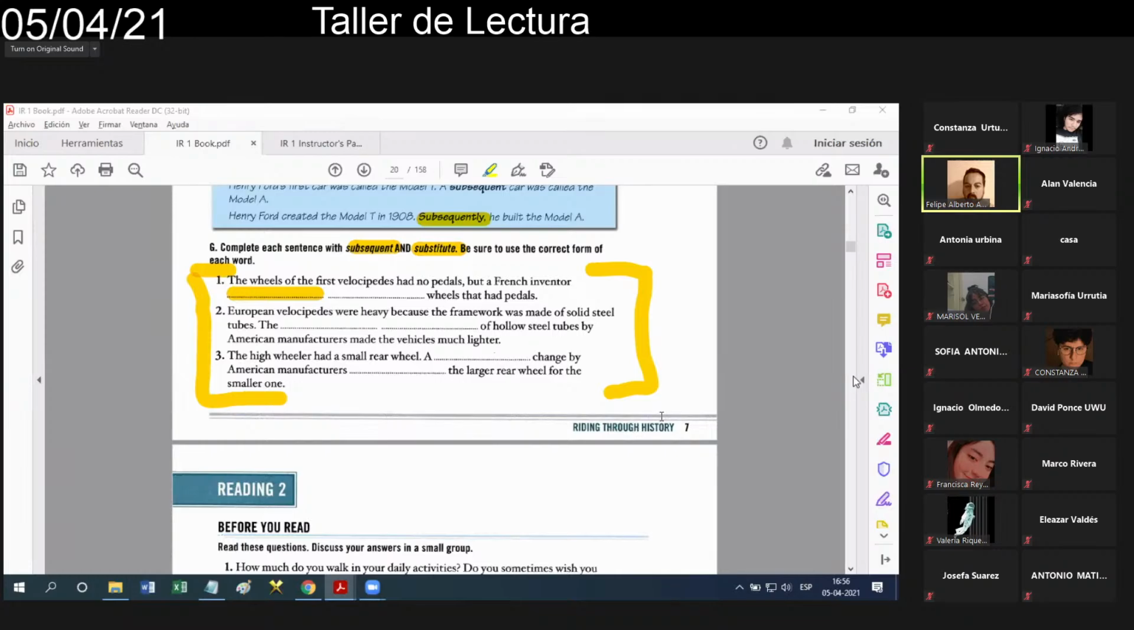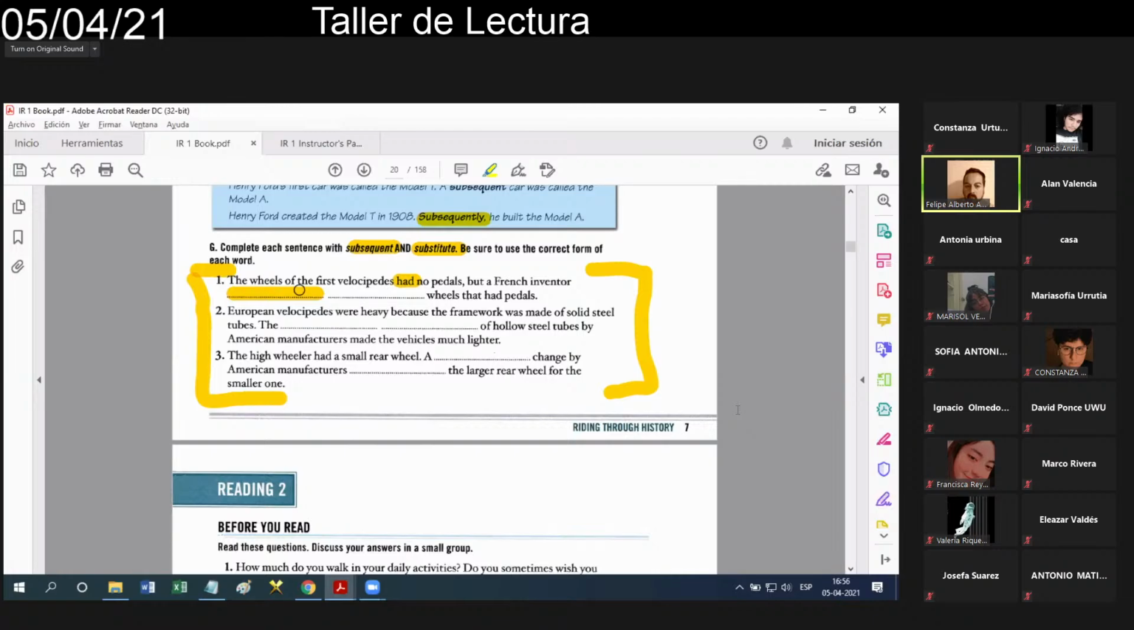Subsequently substituted. Now the question is why? This is not a difficult thing. Listen to me. The wheels of the first velocipedes had, this is past simple, had no pedals, but a French inventor substituted. So it is mandatory to place this concept in past, to make sense, for something known as concord or grammatical agreements.